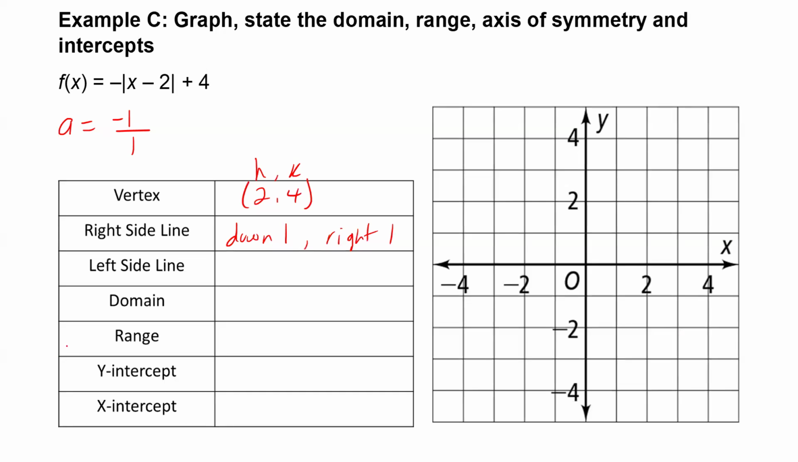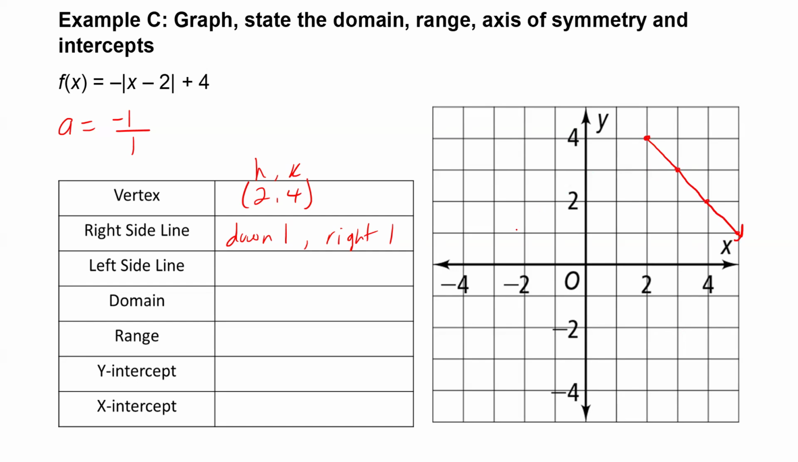Are you with me? Okay. So then if I need to go down 1 and right 1 on one side, what am I doing on the other side? Let's see what happens. And we're going to come to a conclusion. All right. So we're going to go to 2 and 4. I'm going to go down 1 and right 1. Down 1, right 1. Down 1, right 1. So that's 1/2 of my V.